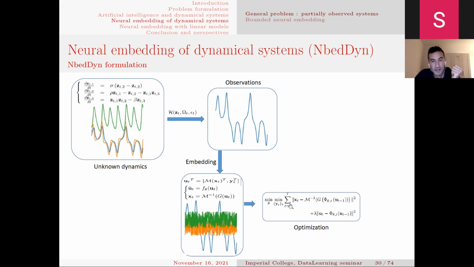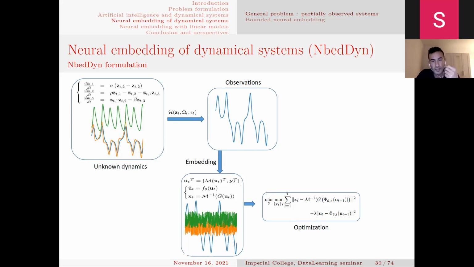We then minimize the forecast of the observations with respect to both the parameters of the neural ODE model and with respect to the initial conditions of the latent states. So the first term here in the loss function is simply the minimization of the forecast of the observations. And the second term here can be seen as a regularization because it makes sure that the inferred latent states here are not computed independently for each time step.